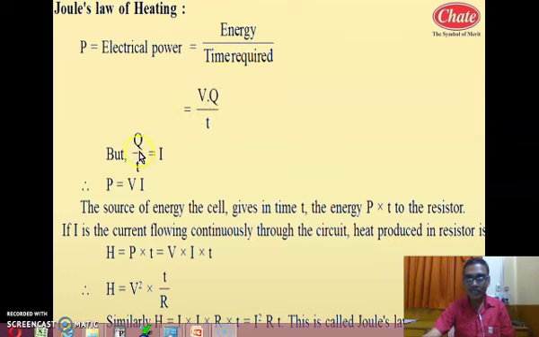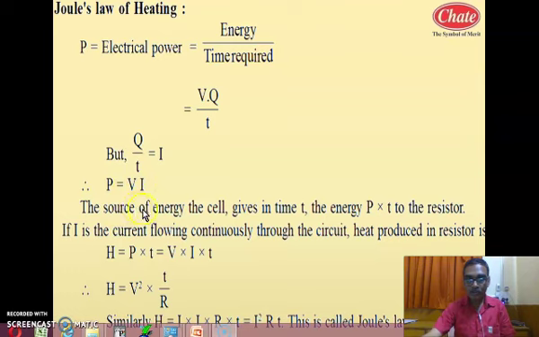But what is Q by T? Q is a charge, T is a time. Total charge divided by time is nothing but the current, because this is the definition of electric current: the amount of charge flowing per unit time through a conductor. It means this Q by T can be substituted as I. Hence electric power becomes V into I. So this is a very important formula of electric power. Electric power is VI.